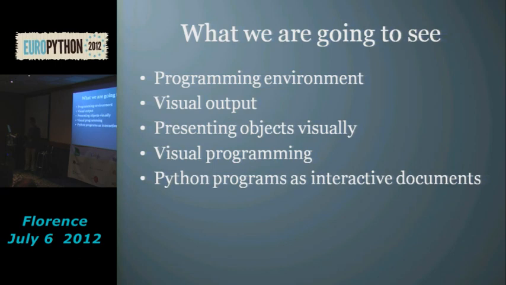So, a quick summary of what we're going to see this morning. We're going to take a look at the programming environment first very briefly, just to set the scene and to give you an idea of how the system works. Then we're going to look at how we can produce visual output as opposed to the text-based output that we're used to in a console and we're used to getting from print statements. Then we're going to ask how can we present objects in a visual fashion. Then we're going to move on to visual programming, and that's where things get slightly interesting. And finally, we'll just have a quick demo of Python programs as interactive documents.